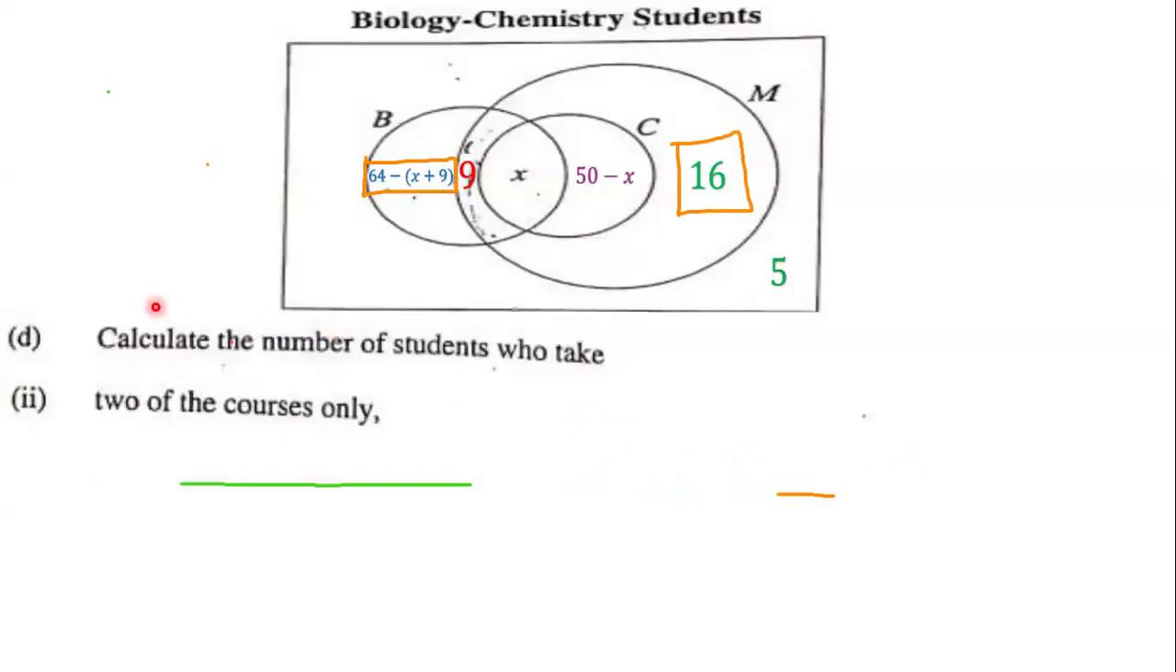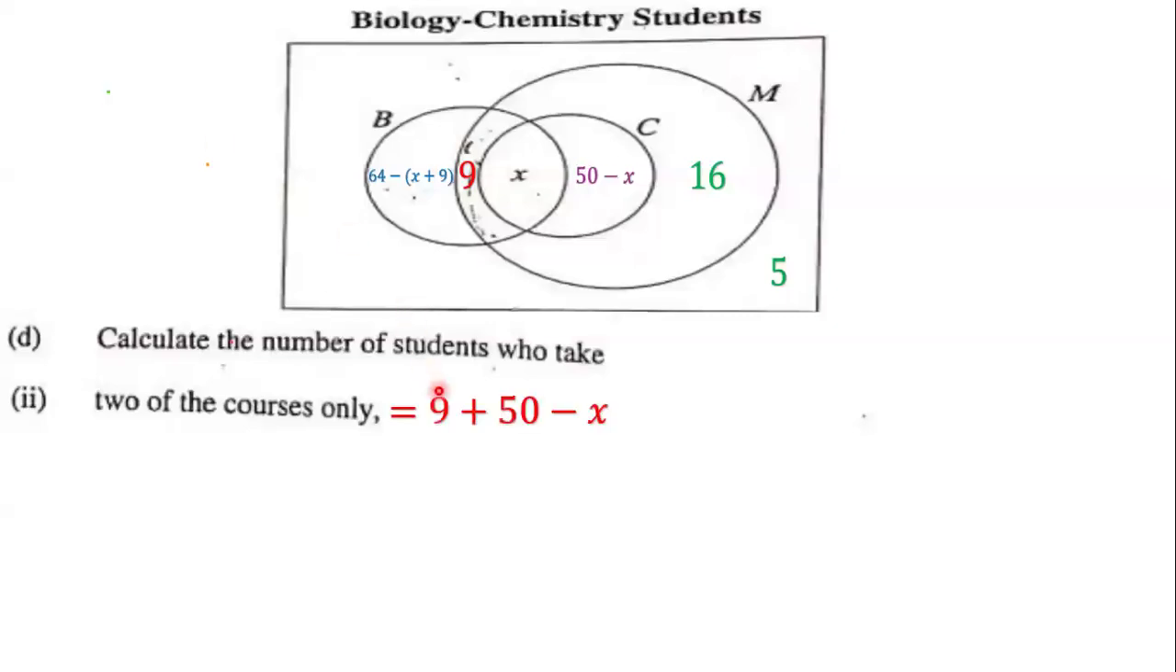Okay, next, what they want us to do is calculate the number of students who take two of the courses only. So two of the courses only would be 9 plus 50 minus x. Now, why is that? Well, we have 9 because 9 represents biology and mathematics only, right? So 9 people take biology and mathematics only. And then 50 minus x represents those who take chemistry and math only, all right?